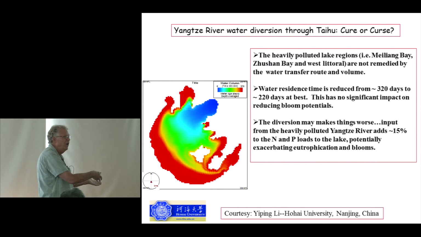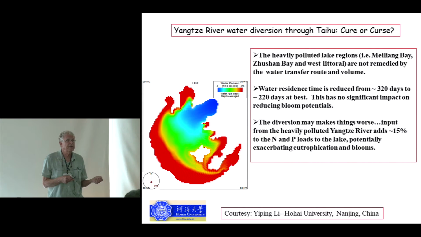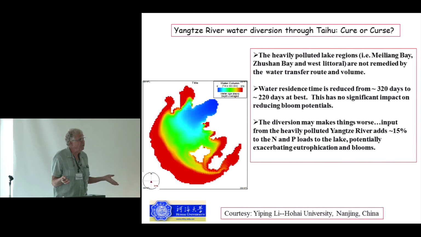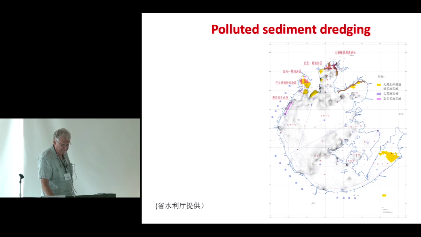So if we had included the chemists and the ecologists together with the engineers, we would have had probably a more comprehensive plan. As it is now, about $2 billion has been spent on this engineering effort, and it really hasn't changed the situation at all. In fact, it's made it worse because there are now more nutrients coming into the lake to solve the problem.